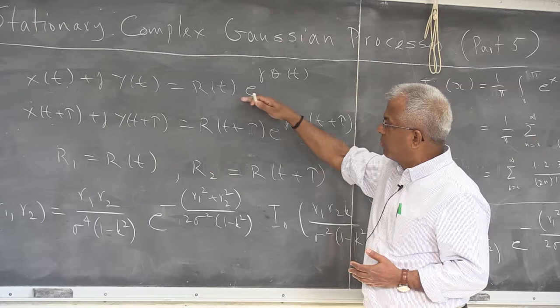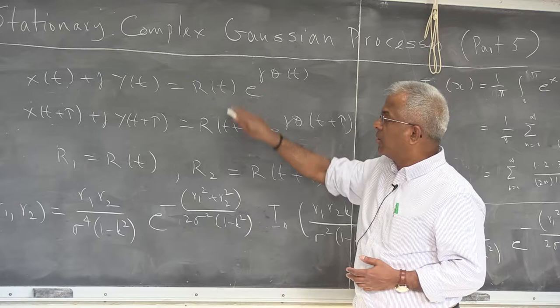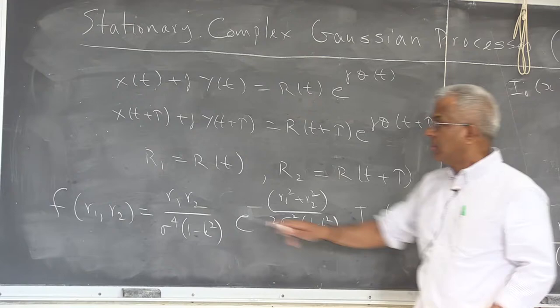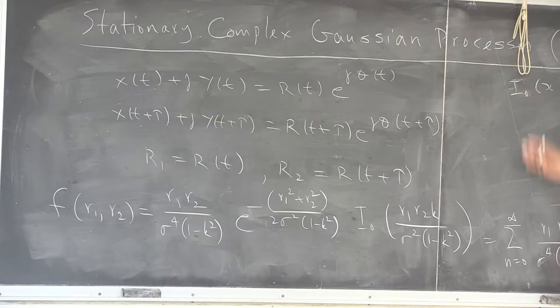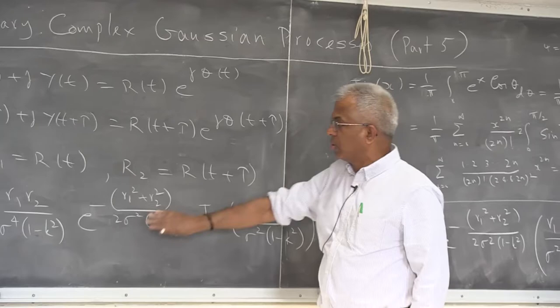And now we look at another time instance, so you have another amplitude. This is Rayleigh. But what we are interested in is the joint distribution between R(t) and R(t plus tau). So if I define R(t) to be R1 and R(t plus tau) to be R2, we want the joint distribution and also the correlation. Previously we have just shown that the joint density function is given by this expression.